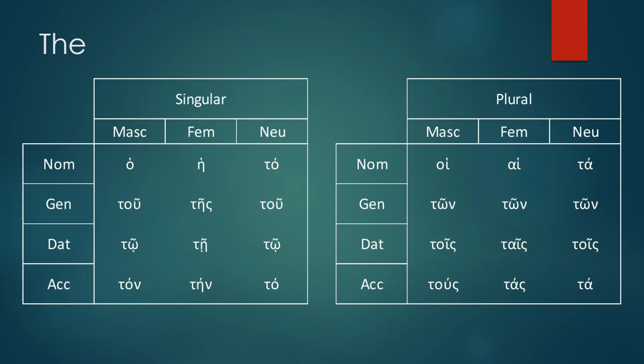Ho, he, to, tou, tes, tou, to, te, to, ton, ten, to, hoi, hai, ta, ton, ton, ton, tois, tais, tois, tous, tas, ta. Once again, notice that for singular and plural, the neuters have the same nominative and accusative. Pretty useful rule.